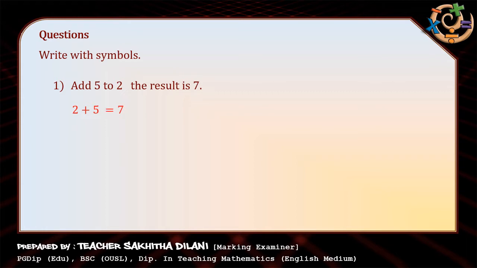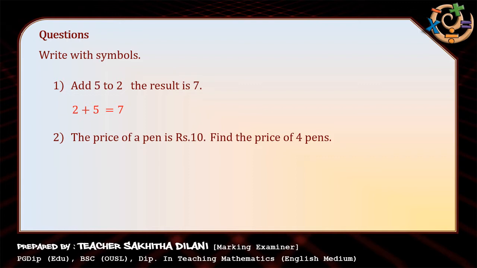The second one, the price of a pen is 10 rupees. Find the price of 4 pens. You can write it with symbols. 10 multiplied by 4, or 10 into 4 equals, you can write the result here. It is equal to 40.